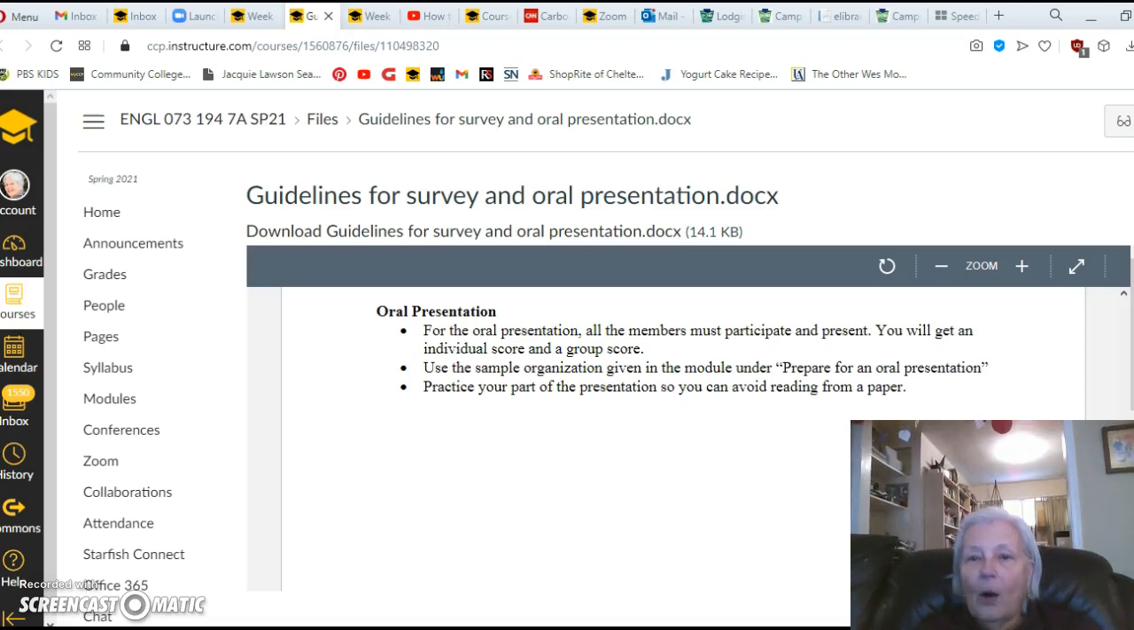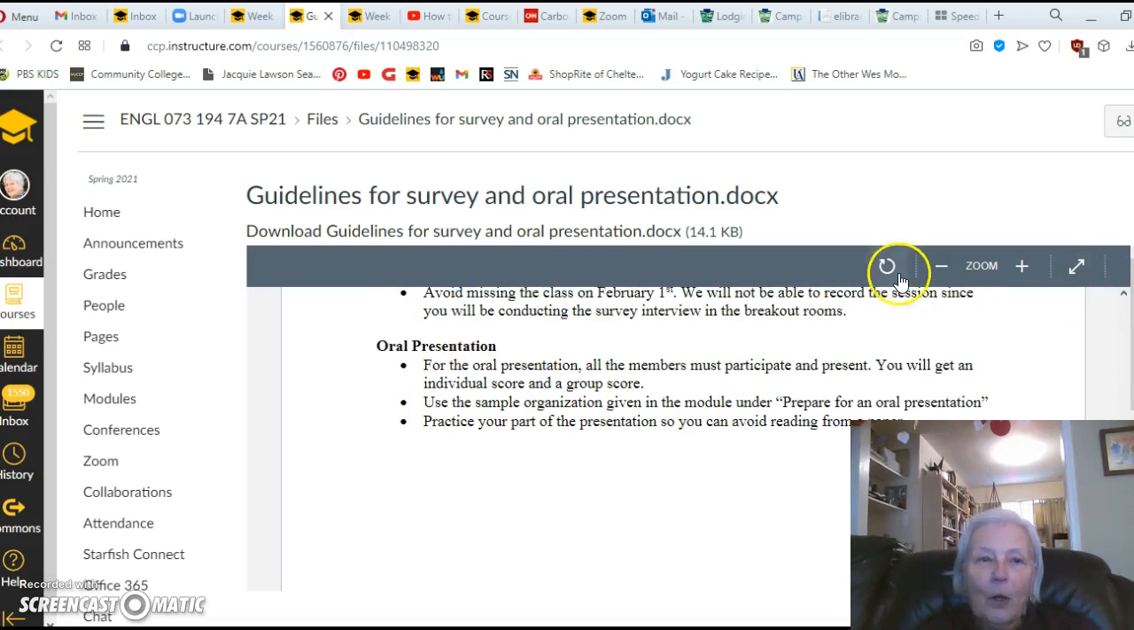For the oral presentation, we talked already about the outline that's in the assignment, but I also want to point out that all the members must participate and present. You will get 2 grades, an individual score and a group score, okay? And use the outline that's given, which we already talked about. And please try to practice your part of the presentation before next Thursday so that you can avoid reading from the paper. Okay?